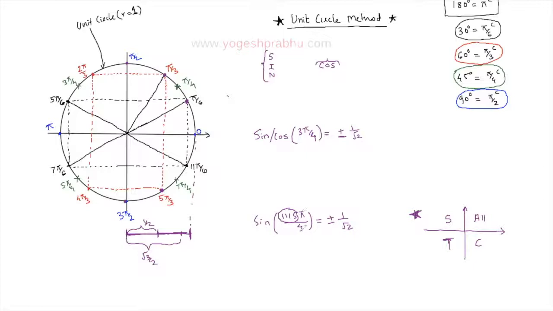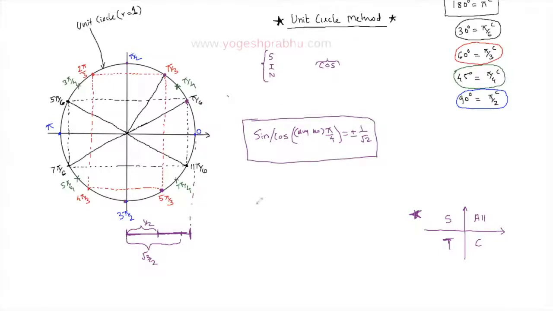For any number pi divided by 4, it can be sine or it can be cos. For cos also, it is the same story. You will still get 1 by root 2, plus or minus. All right. So I hope you understood this part, that whether it is sine or cos, say you have any number pi by 4, and this value will be 1 by root 2 for sure. You just have to check sign, whether it is plus or minus.